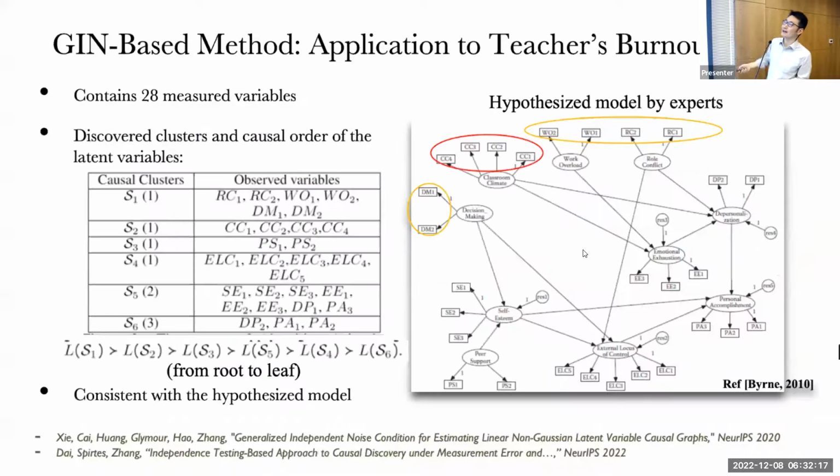So here you can see an application we did years ago. This is known as the teacher's burnout data. We have 28 measured variables and 500 data points. So we apply the method. On the right, this is the hypothesized model given by experts. And right here, you can see the latent variables and their causal ordering discovered by the method. Basically, they are kind of consistent. So this verifies two things.